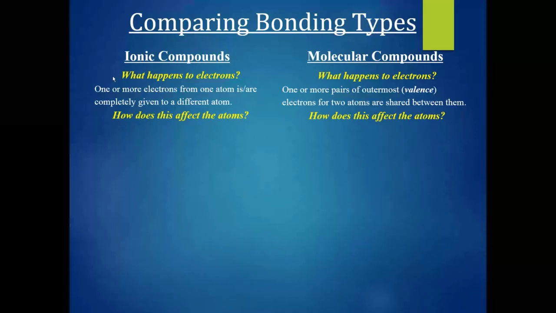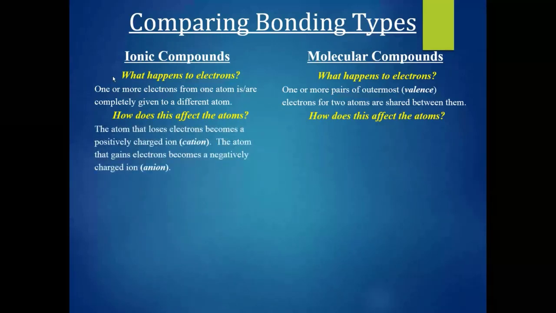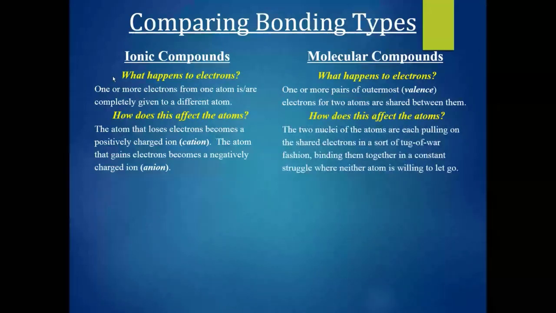This is kind of a strange wording on this one, but basically, for ionic compounds, the atom that loses electrons becomes positively charged. The atom that gains electrons becomes negatively charged. But for molecular compounds, the two nuclei of the atoms are each pulling the shared electrons in a sort of tug-of-war fashion. They're both sharing them. They're both pulling on them, and that holds these two atoms together. It binds them together in what's known as a covalent bond. Neither atom is willing to let the electrons go, so it's kind of like this continual struggle. They're both kind of holding on to those electrons.